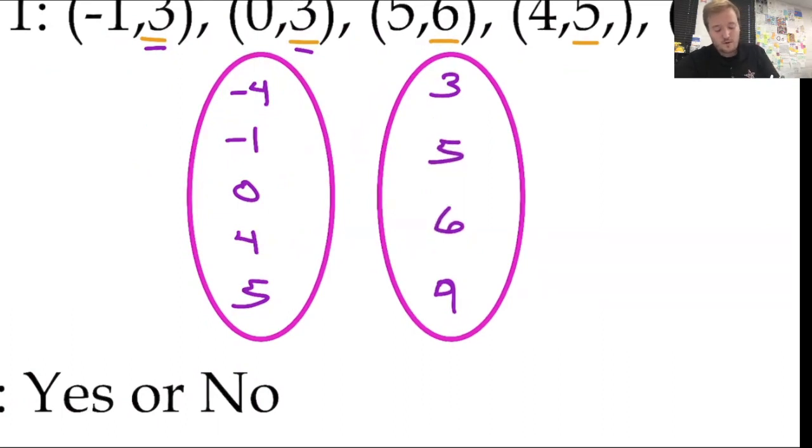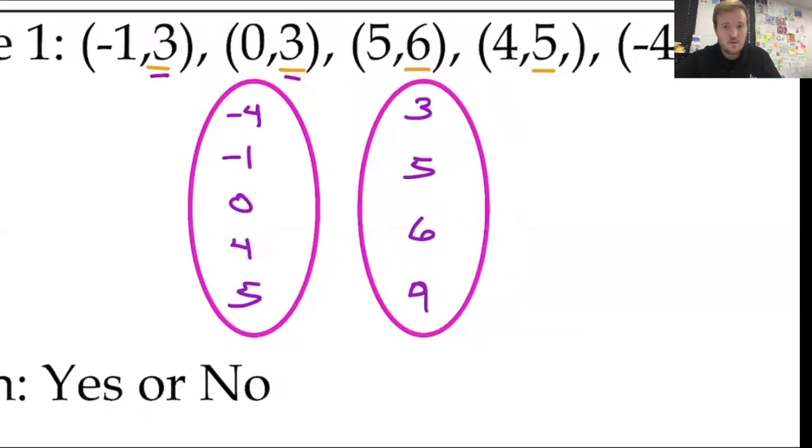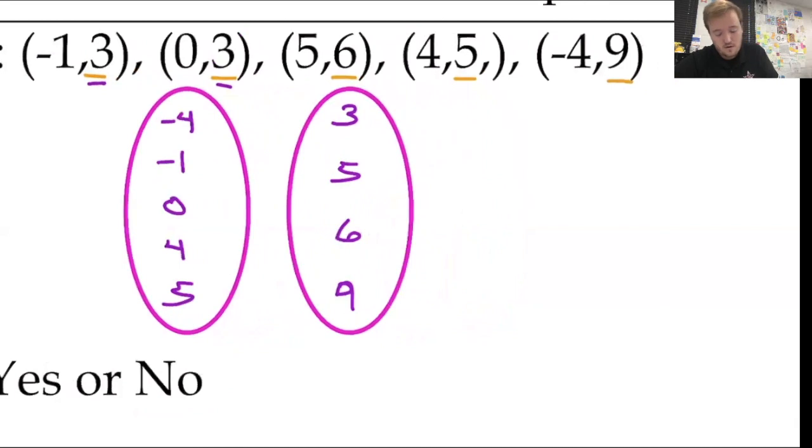So now I'm going to start using arrows to actually map the different values. So -4 is going to go to 9. So I'm going to take -4 and it's going to map all the way down to 9. So there's a little arrow. All right, so my next one, I have -1, so -1 maps to 3. So it's going to go up here.